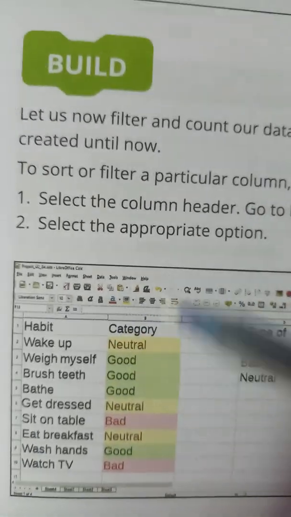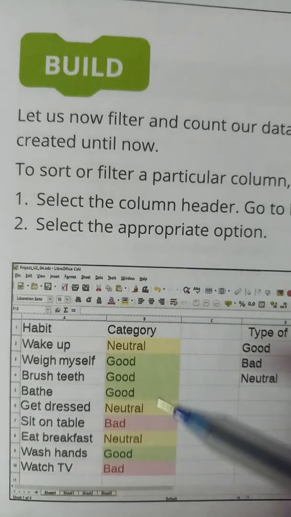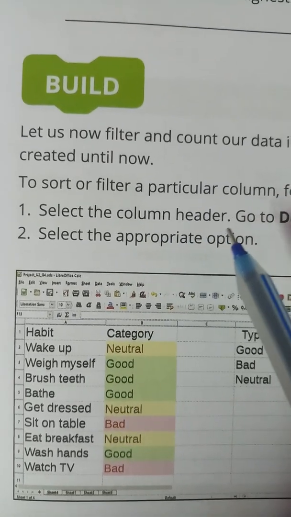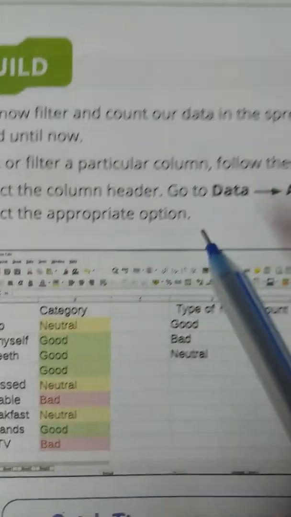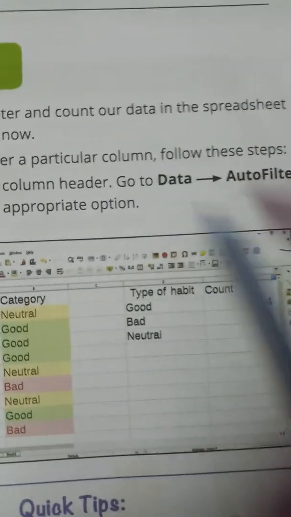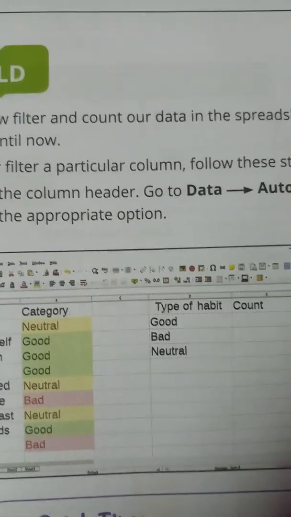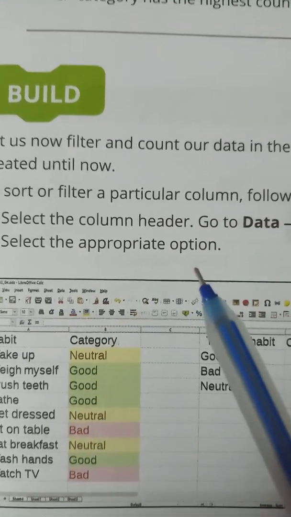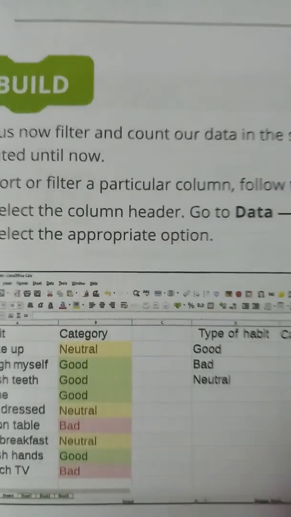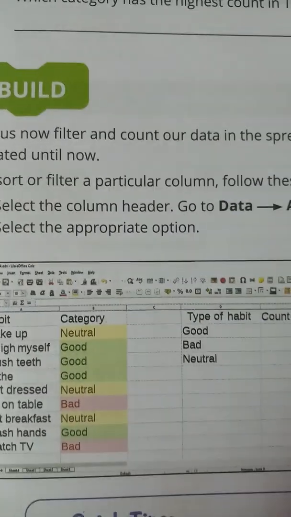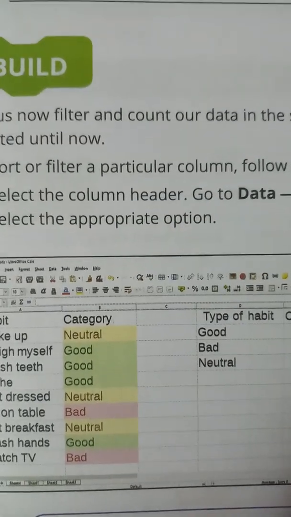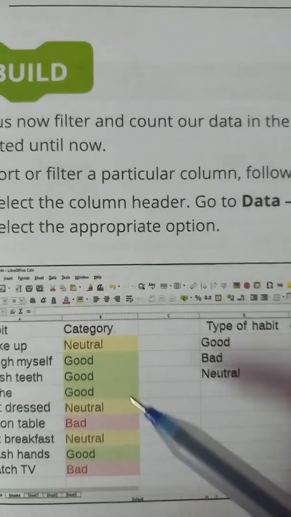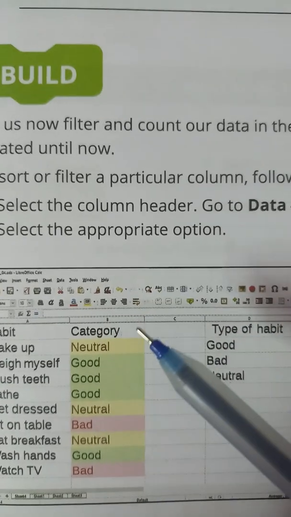The colors will apply to this category. First select this column header, the category, and then go to Data, AutoFilter, and select the appropriate option. It may be a color or a symbol, anything you can choose, or else you can give different colors. Once you choose this option, good is shown in green, neutral in yellow, and bad in red.